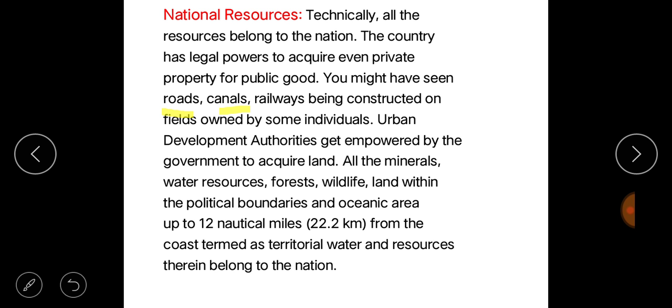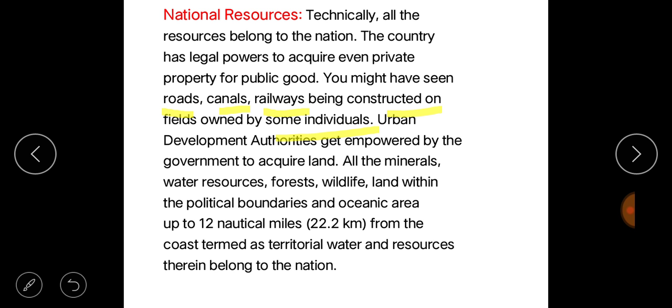You might have seen roads, canals, railways being constructed on fields owned by some individuals. Now, there are the urban development authorities. These are empowered by the government. They look after these. Government can take anybody's land anytime for construction of anything, government offices, anything. Okay. And within the political boundaries.